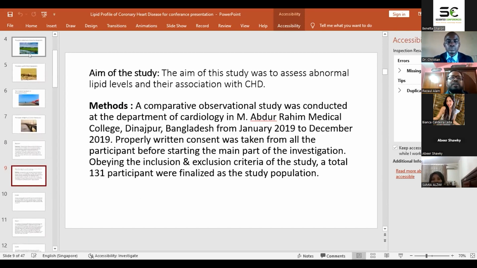The aim of my study. The aim of this study was to assess abnormal lipid levels and their association with coronary heart disease.